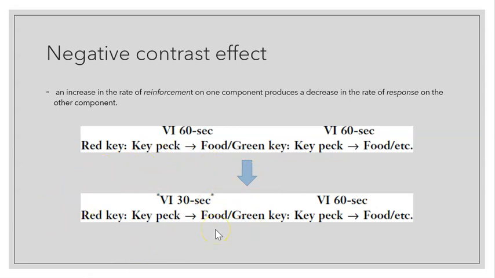What does that do to responding? How does that affect the behavior of this pigeon? What the pigeon's going to do is peck the red key more often and the green key less often. Okay, so by increasing the amount of reinforcement on the red key, we are causing fewer responses to the green key. Okay, so that's the negative contrast effect. You increase reinforcement to decrease response on the other component.